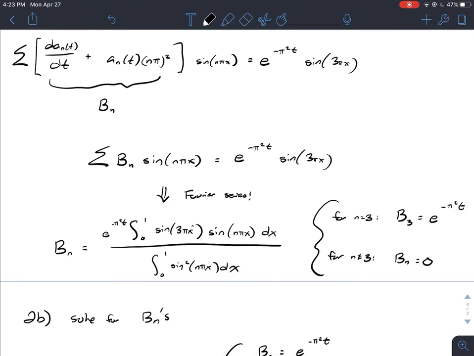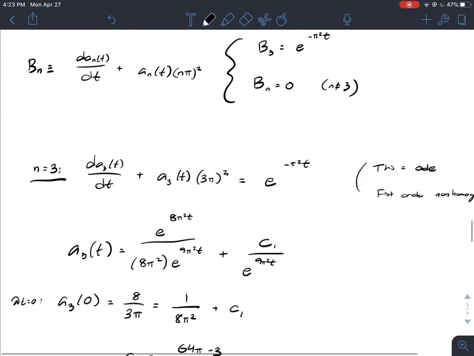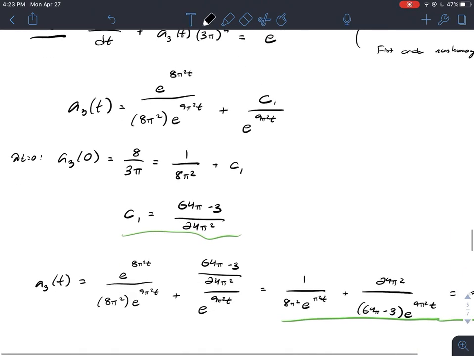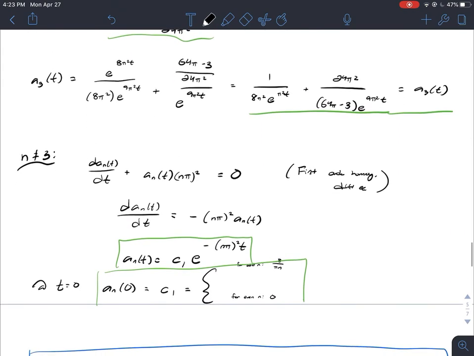And we found that in solving the Fourier series for b of n, when n is equal to 3, b3 is equal to e raised to negative pi squared t, but for when n is not equal to 3, b sub n is equal to 0. The next thing we did was solve the differential equations for these two different cases. So for when n is equal to 3, we have a first-order non-homogeneous differential equation that after solving gives us a messy coefficient for a sub 3 of t.